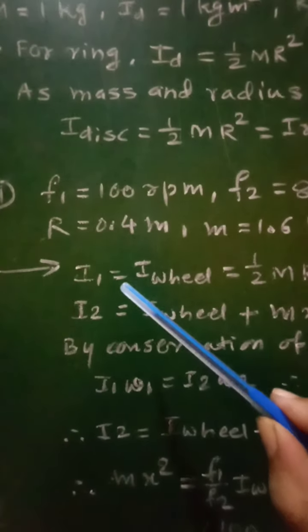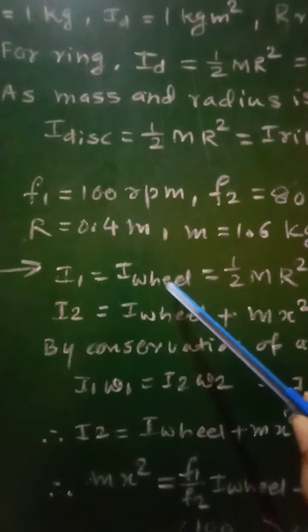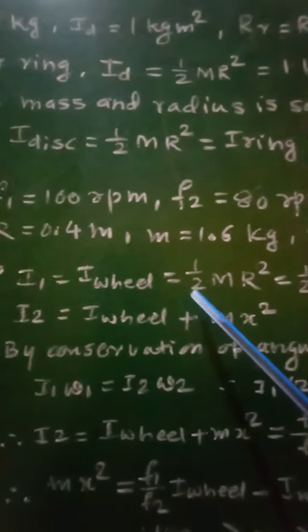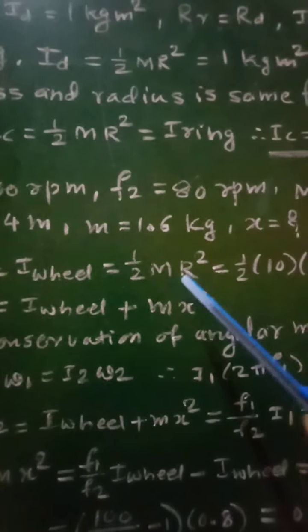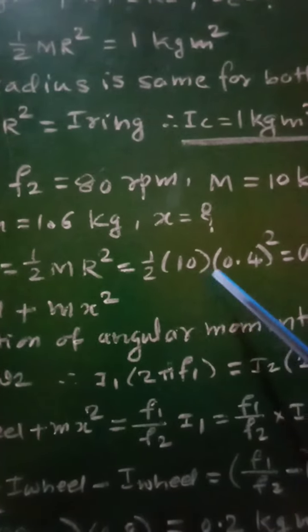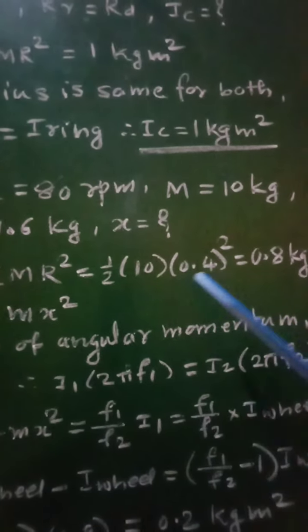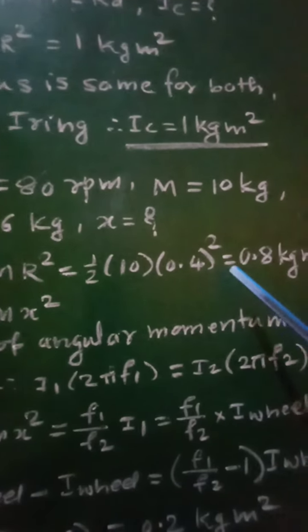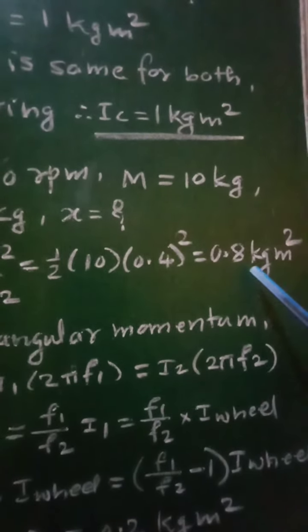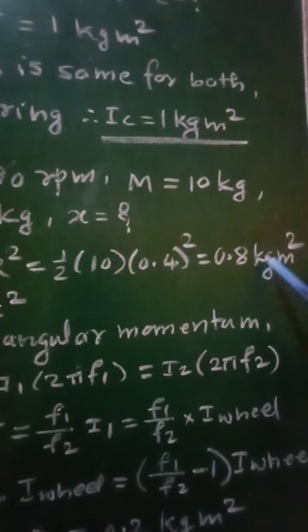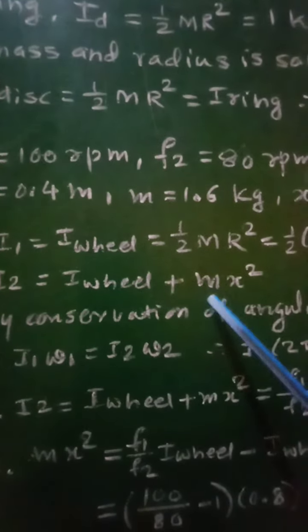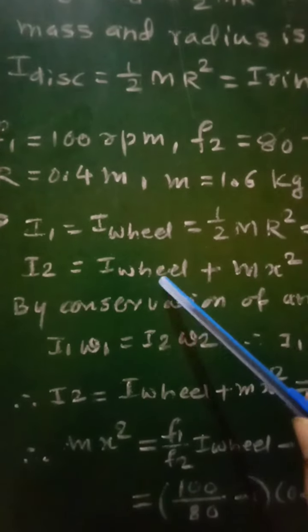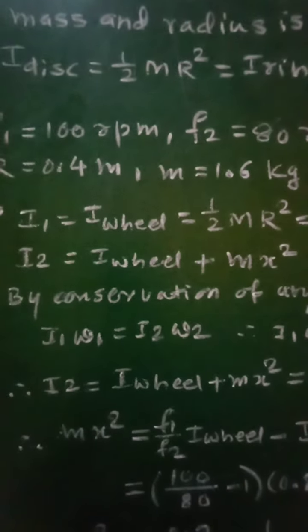Now we know that I1 is equal to I wheel. Moment of inertia of that wheel will be equal to half mr square, because it is in the form of a disc, which will be equal to half into 10 into 0.4 square, which comes out to be 0.8 kilogram meter square. Then I2 will be equal to I wheel plus mx square.